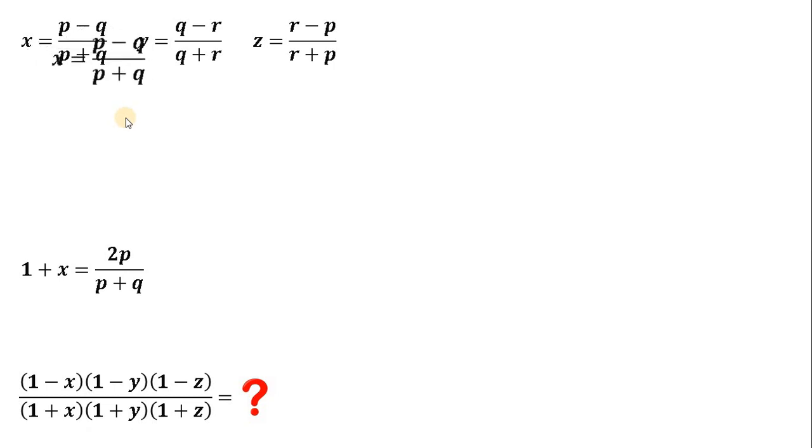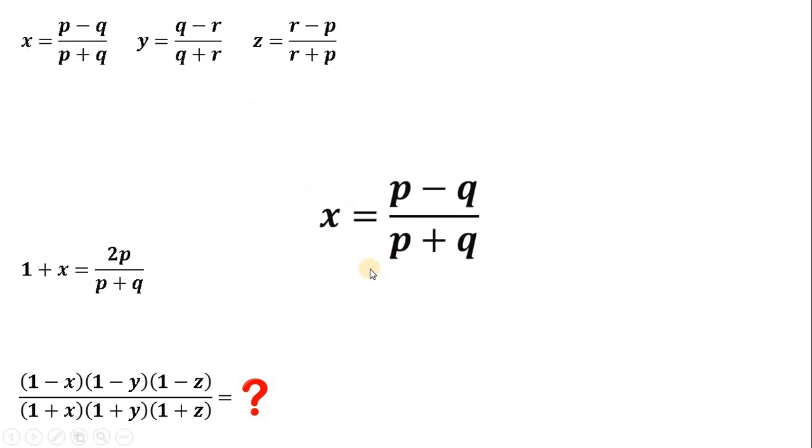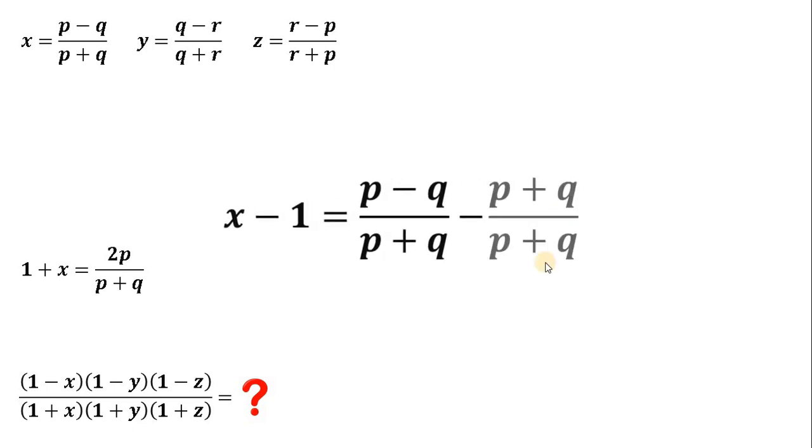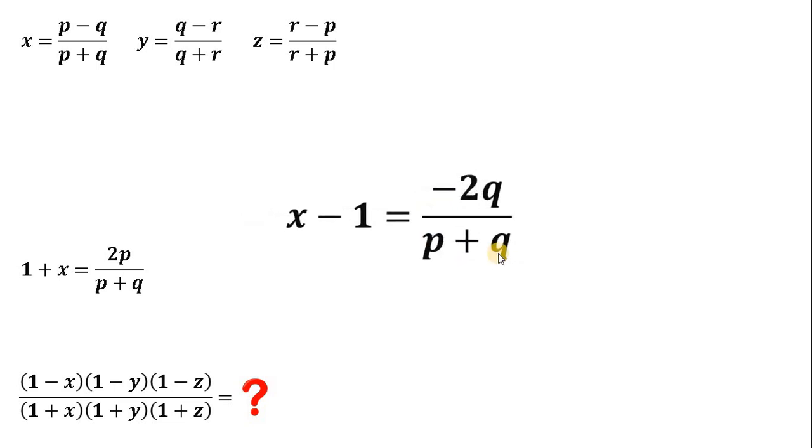Now let's get again the value of x, and what we're going to do here is we need to find the value of 1 minus x. So to do that, let's subtract 1 on both sides. Now this 1 can be written again as (p plus q) over (p plus q). Now we have the same denominator, so let's subtract its numerator. p minus q minus p minus q. p and negative p cancel out, so this will give us negative 2q all over p plus q. And now, to get the value of 1 minus x, what we're going to do here is to multiply both sides by negative 1.